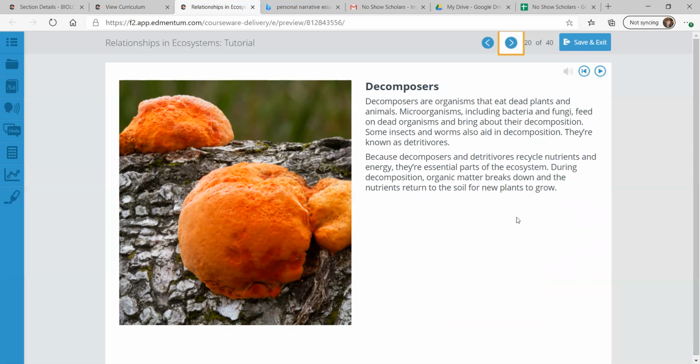They go by detritivores, because decomposers and detritivores recycle nutrients and energy. They're essential parts of the ecosystem. During this decomposition, organic matter breaks down and the nutrients return to the soil for new plants to grow. So this is a key part of the cycle.